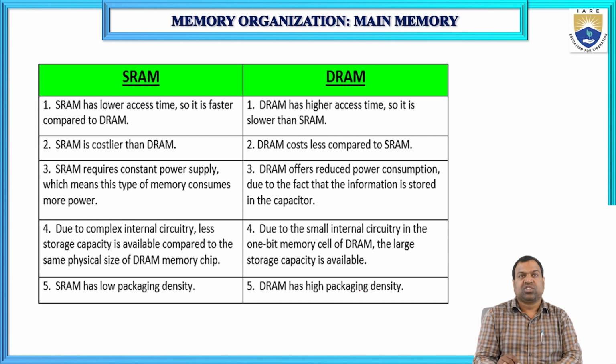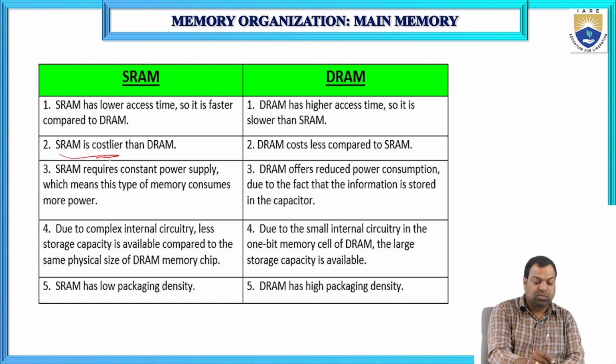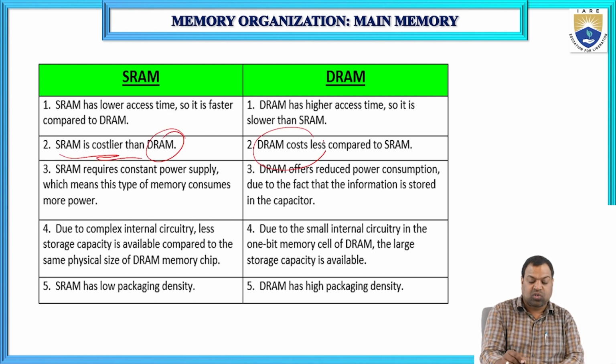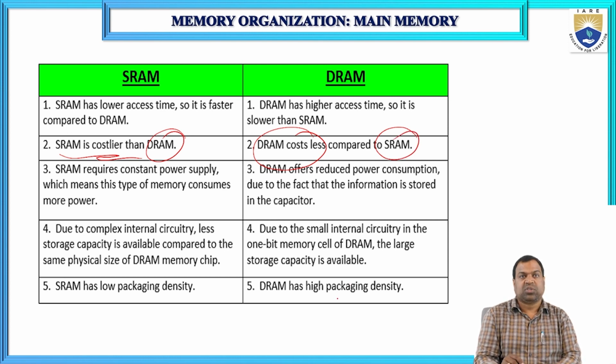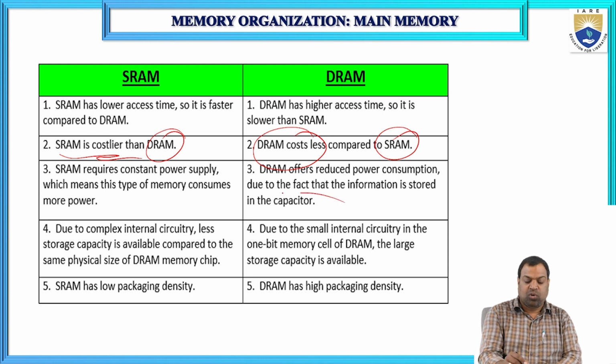And what are the major differences of SRAM and DRAM? SRAM has lower access time, so it is faster. DRAM has higher access time, so it is slower than SRAM. SRAM is costlier than DRAM. DRAM cost is less compared to SRAM. SRAM requires constant power supply, which means this type of memory consumes more power. DRAM often reduces the power consumption due to the fact that the information is stored in the capacitor. More capacitors are there, then reduced power supply. Here fewer capacitors, more power needed.